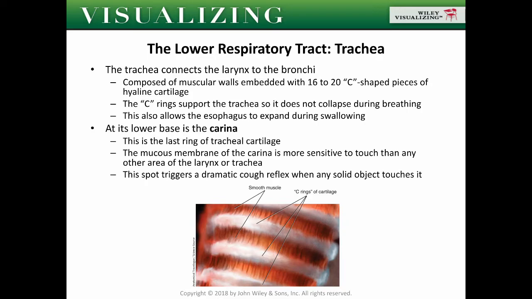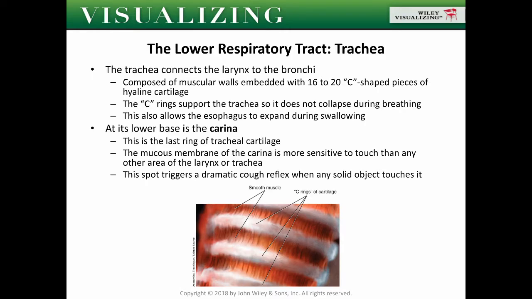Let's see the trachea. The trachea connects the larynx and the bronchi. It's composed of muscular walls embedded with 16 to 20 C-shaped pieces of hyaline cartilage. These are not bone but cartilage. These C-rings provide support to the trachea so it won't collapse during breathing. In the act of respiration, pressure is very important. At lower pressures, when you breathe out, the rings prevent the trachea from collapsing.